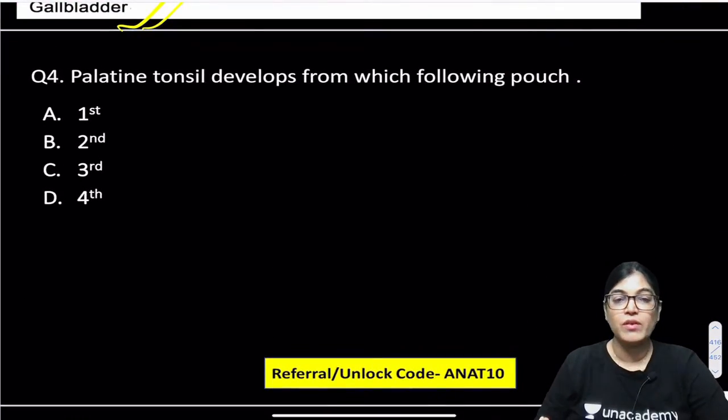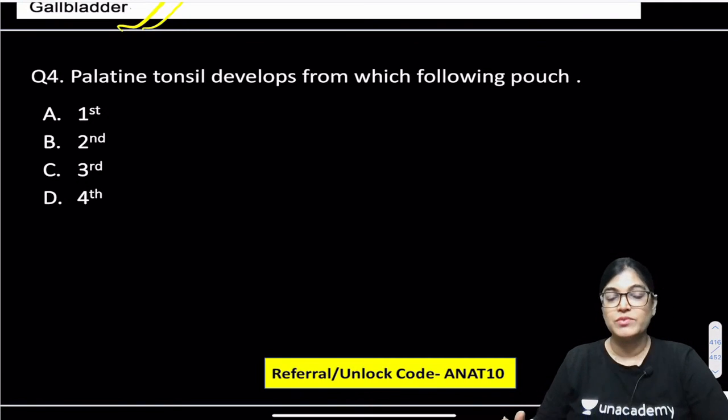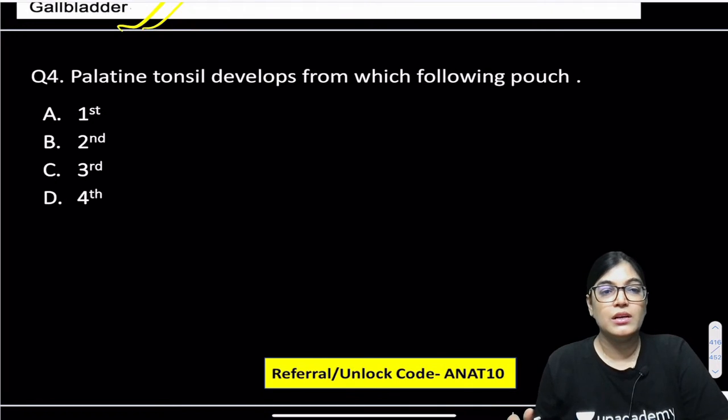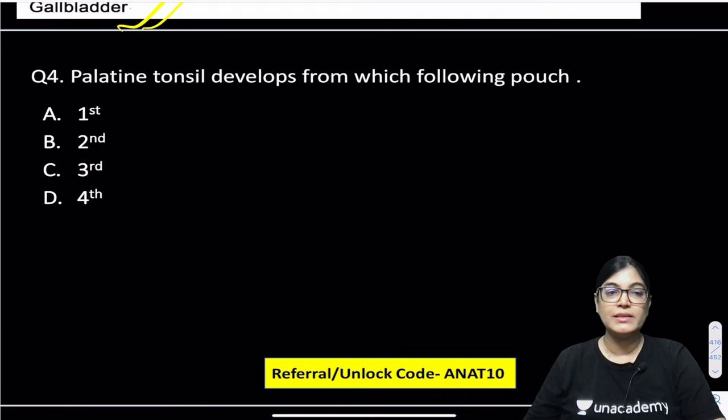Palatine tonsil develops from which of the following pouches? Question number 4. Mark the correct answer. Whether it is the first pouch, second pouch, third pouch, or fourth pouch. Your time begins now.